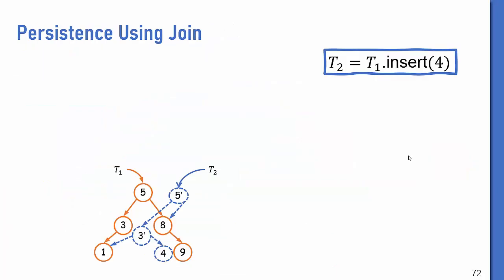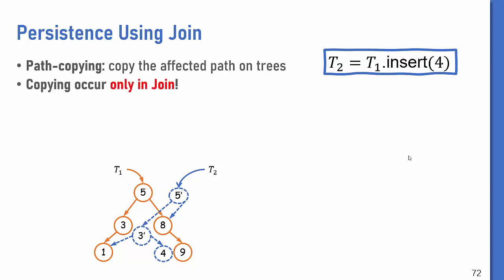Okay, let's see how P-trees can deal with this. To make P-trees persistent, we use path copying. This means that whenever we have an update in the tree, we copy all the relevant nodes on the path. So inserting 4 into the tree T1 will get a tree T2, something like this. And a very interesting observation is that this copying only occurs in join.